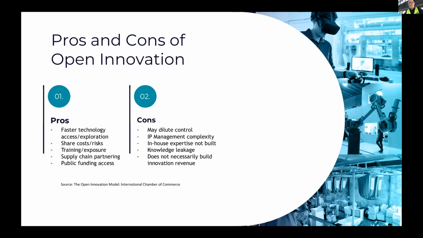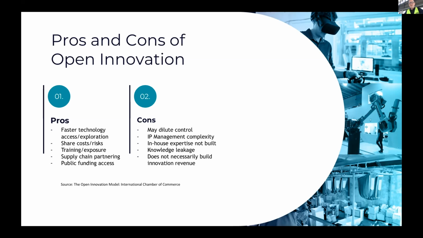IMCRC Design Robotics is just one example, but the ARM Hub is partnering with all sorts of companies to speed the access to public funding. We need to talk about the cons as well. So for a lot of companies, they fear that it might deplete their control. They find sometimes the IP management is complex.